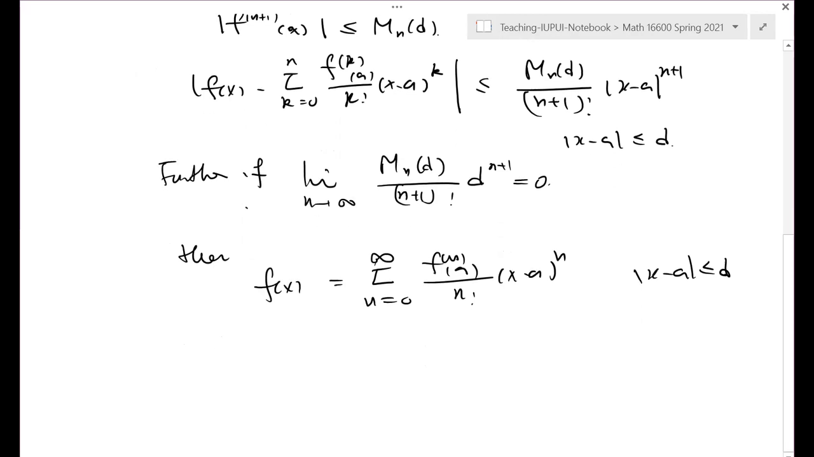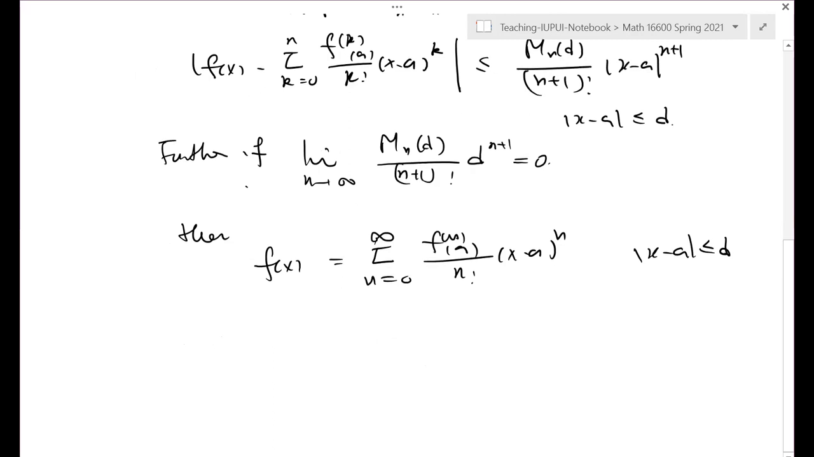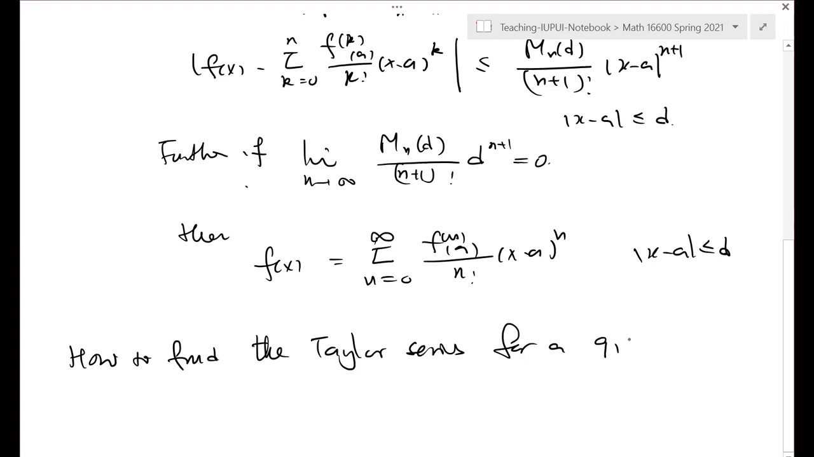Now, we have some examples. We already did it. We checked sine, cosine, the exponential function and 1 over 1 minus x. Now the question is how to find the Taylor series for a given function.